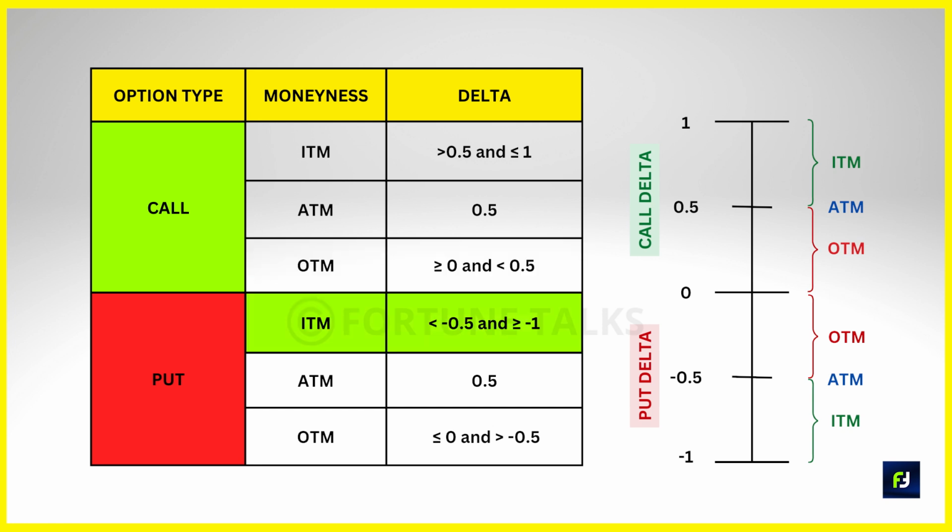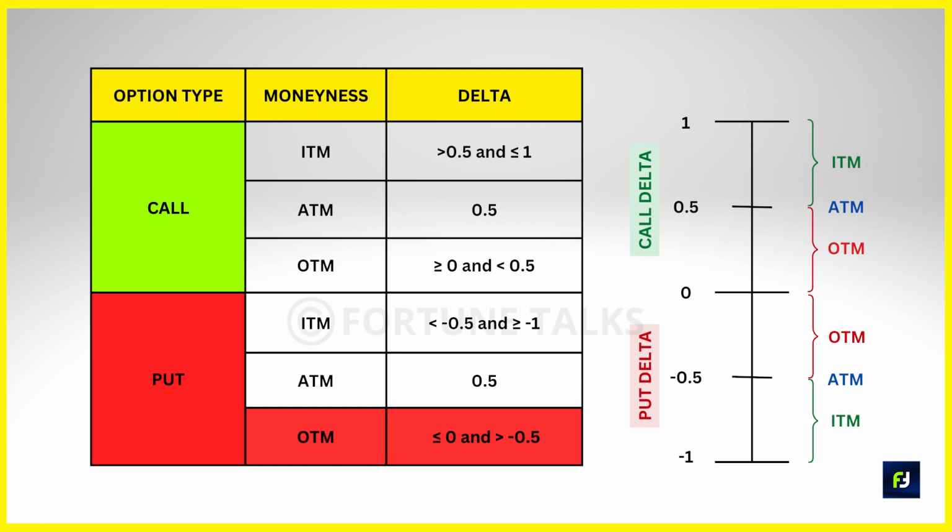Similarly, a put option that is in the money will have a delta that is less than minus 0.5. A put option that is at the money or almost at the money will have a delta that is equal to or very close to minus 0.5, while a put option that is out of the money will have a delta greater than minus 0.5.